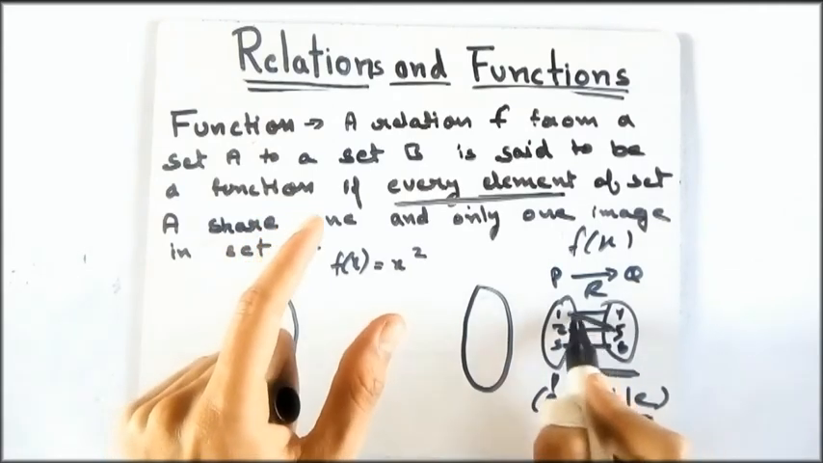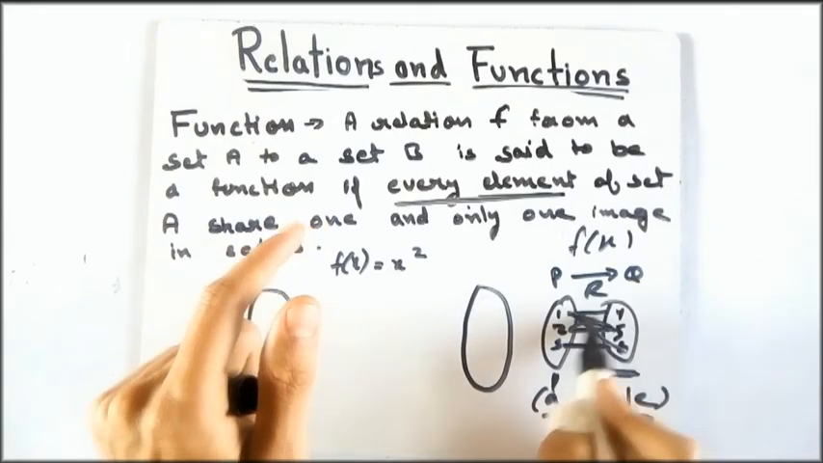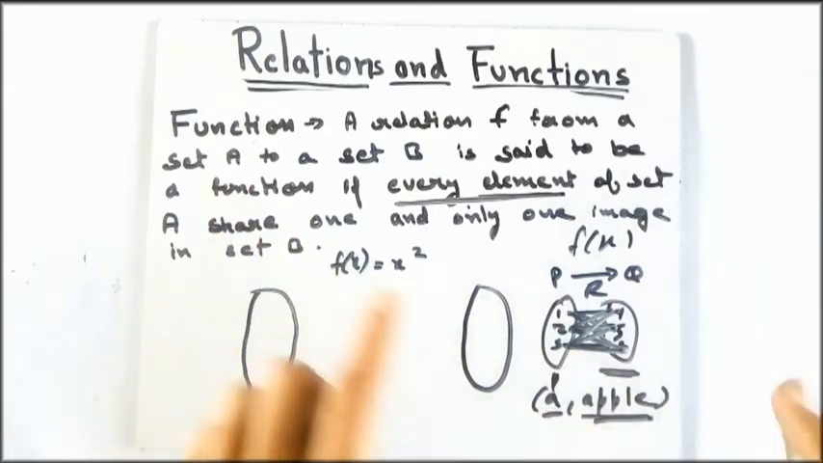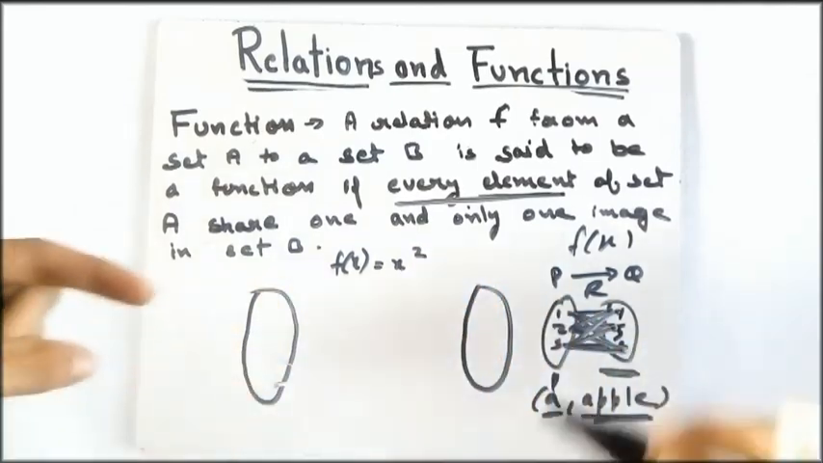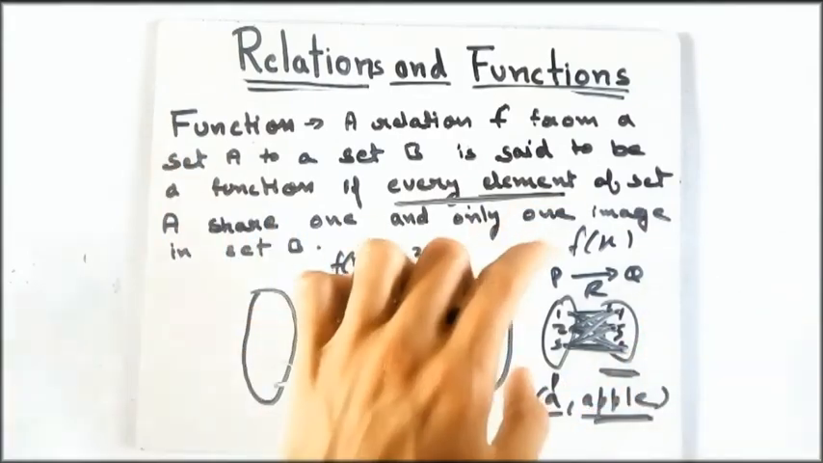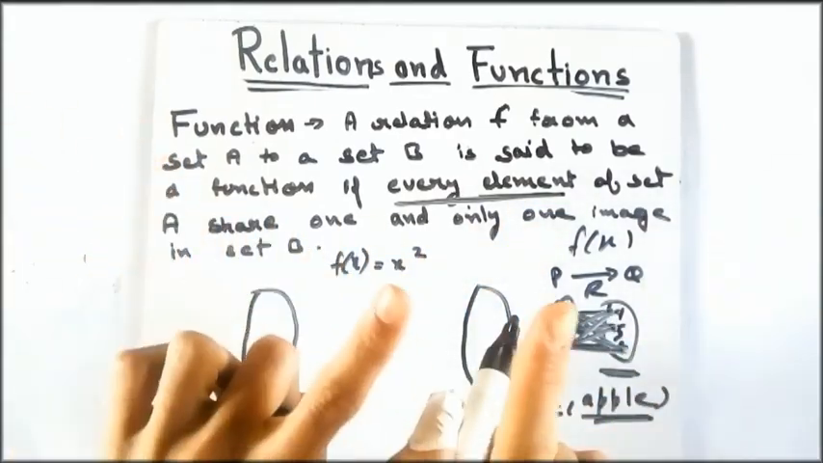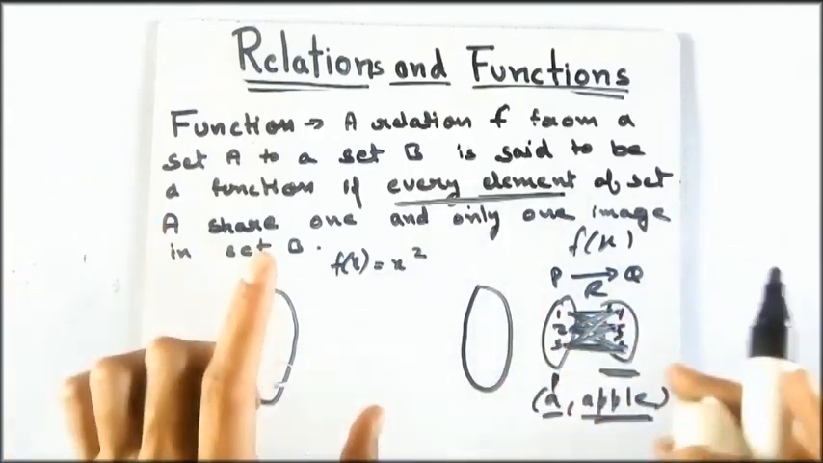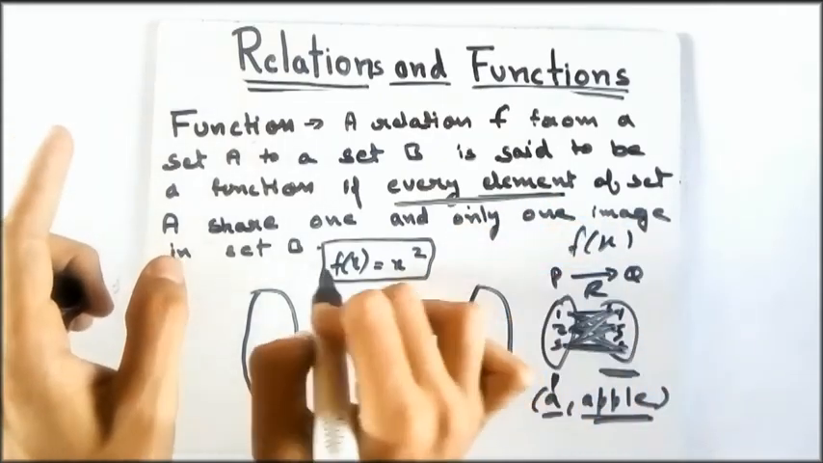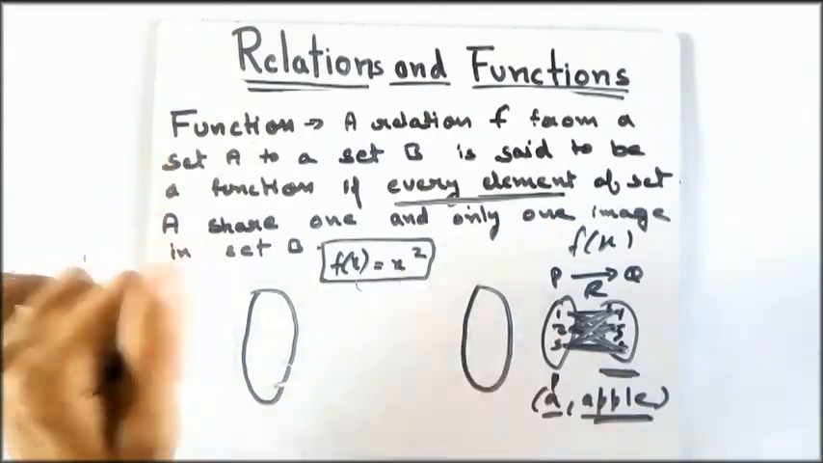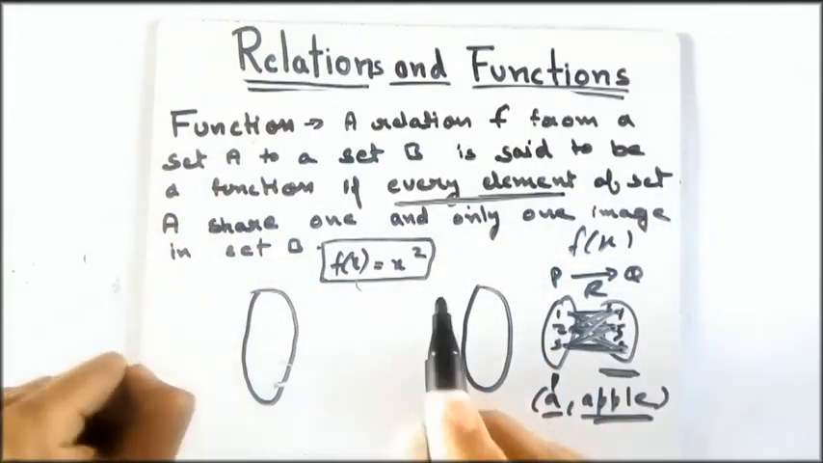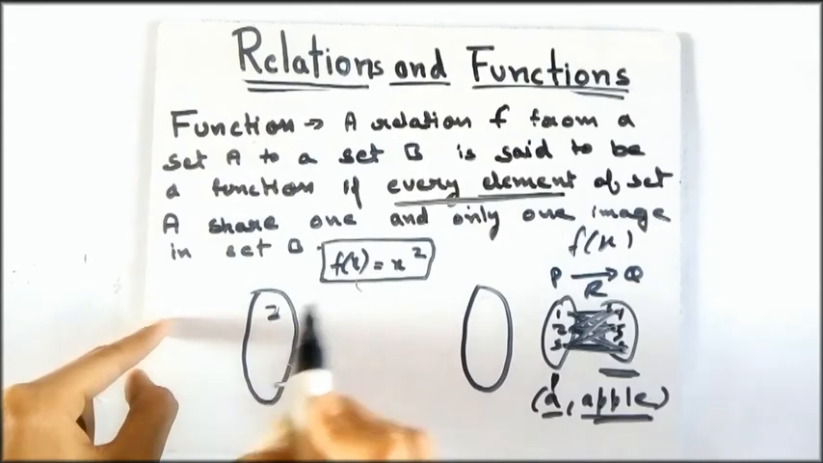For example, 1 should not go with 5 and also with 6, and 2 with this, and 3 with this. So this is a function. That means a function is also a relation from set A to set B, such that every element of set A shares one and only one image in set B. For example, let us take an example. Here is a function, called x square. Now let us take a look from the diagram. So let us put 2 in x.